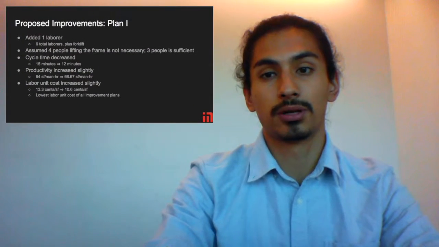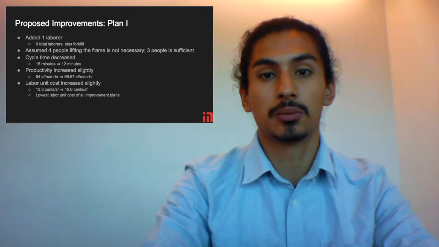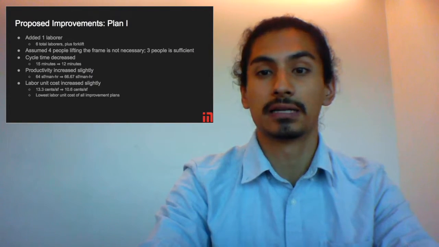We're talking about the new improved crew balance Plan 1. In this plan, a new laborer will be added to the crew in order to help spread out the work and speed up the process as a result. Laborer 1 will now do more than just transport the wood. He will now help with the other areas of this process by helping with fastening, nailing, and lifting of the frame.